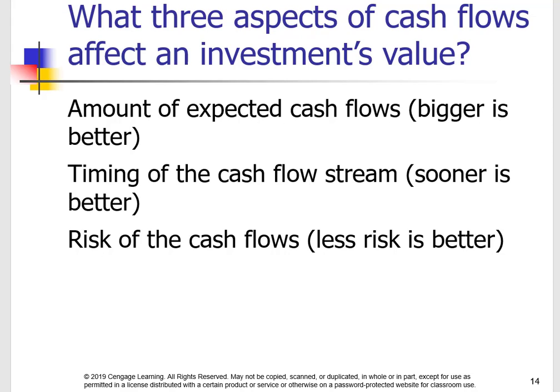So the three aspects of cash flows that affect value, one is the actual cash flow expectation. The bigger the cash flows you expect, the greater the value. In addition, the timing of the cash flow stream is extremely important. The sooner you can get money from a project, the more value you'll be bringing to the company. And of course, in the end, the riskiness of the cash flows is extremely important. Less risky projects tend to have higher values than higher risk projects. So again, these three aspects affect the value of the company because they affect cash flow.